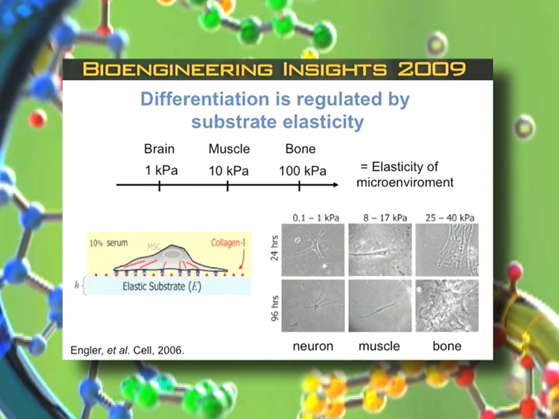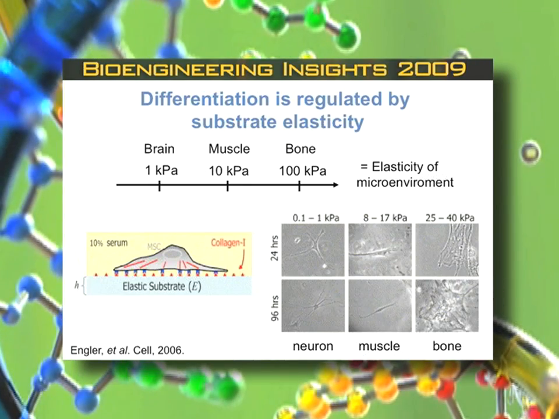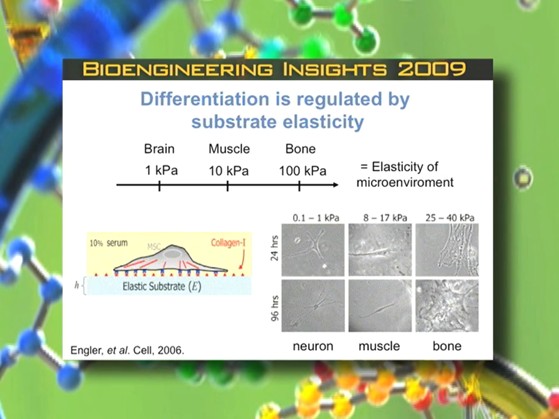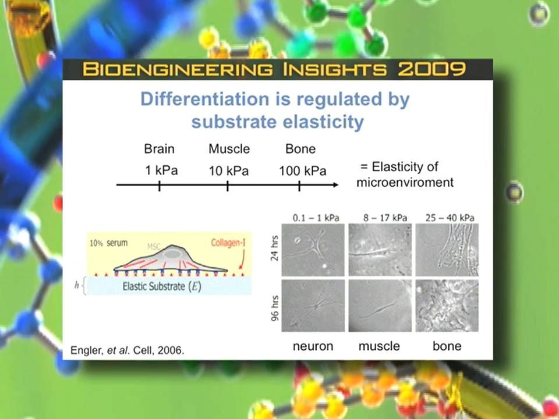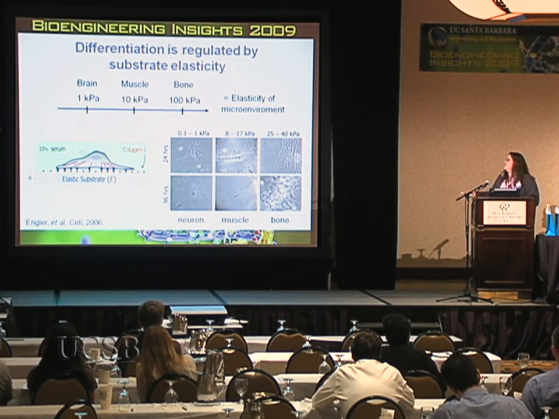So if you put them on very soft substrates, they differentiated into neurons. If you put them on substrates of intermediate stiffness, they differentiated into muscles. And if you put them on substrates of high stiffness, they differentiated into bone. And here, neurons are soft, muscles are intermediately soft, and bone is very hard. So even in identical chemical conditions, you can drive differentiation purely by mechanical means.